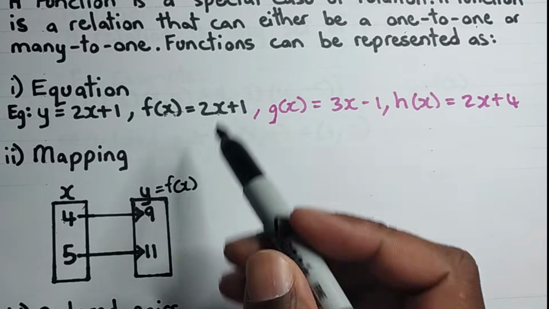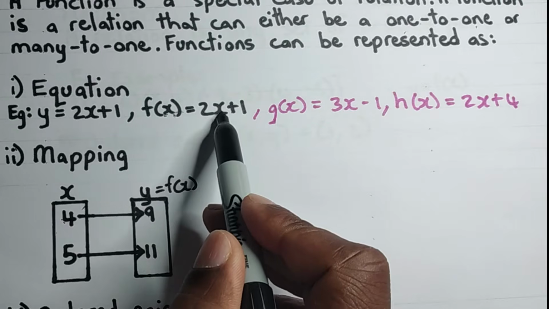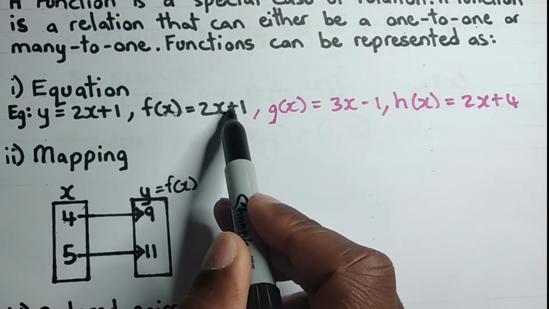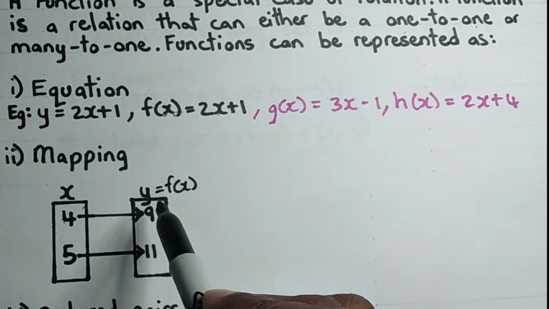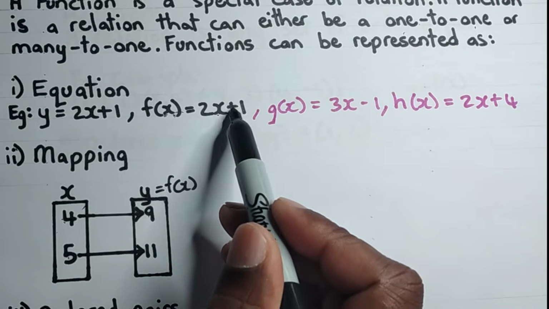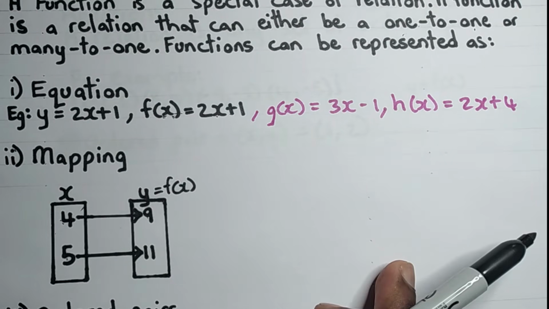I hope you were able to see that. If we substitute 4 in this function, we replace x with 4. 2 times 4 is 8, plus 1 is 9. And again, if we substitute 5, 2 times 5 is 10, plus 1 is 11. So this is what we call a one-to-one mapping.